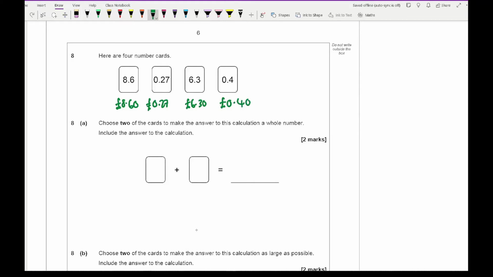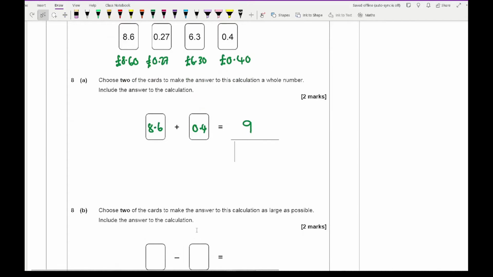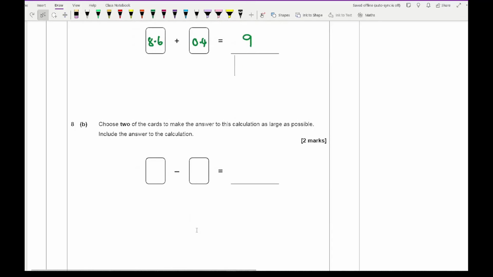I want to add 2 amounts so that I don't have any pence. So for this one, the answer is going to be 8.6 and 0.4, and that's going to equal 9. And I would say that's the only combination that you can have for this. Now again, if you wrote 0.4, 8.6 in the other direction, then that would be absolutely fine.